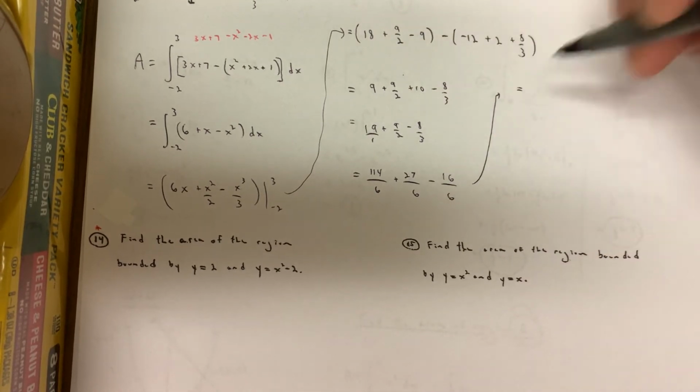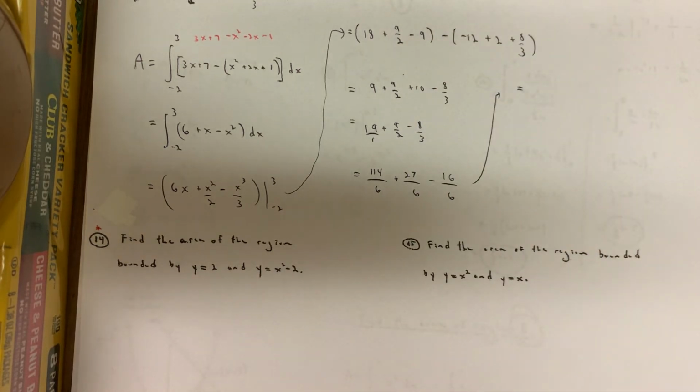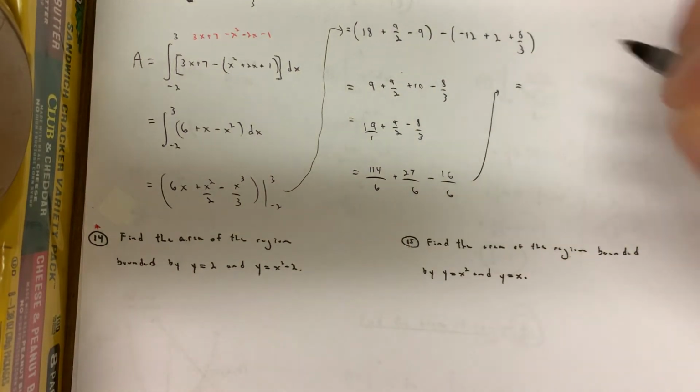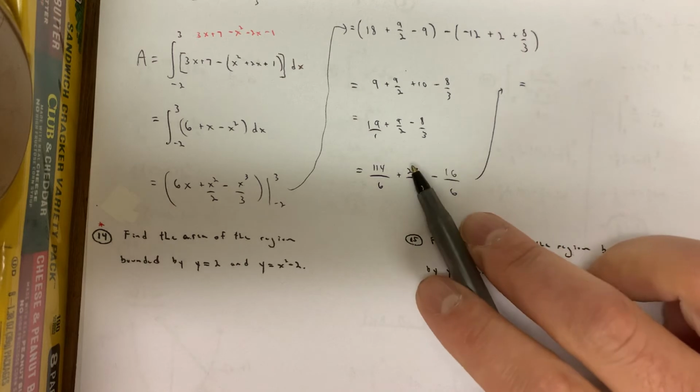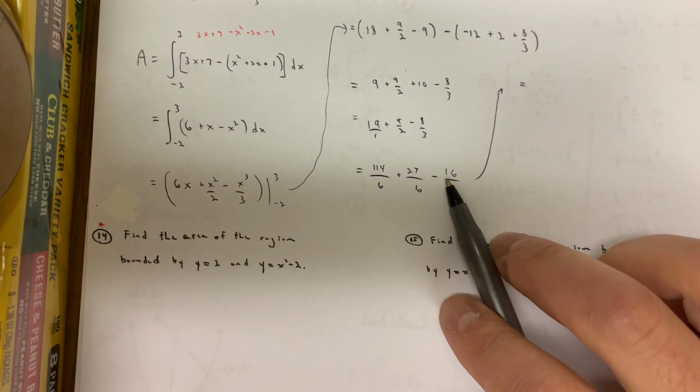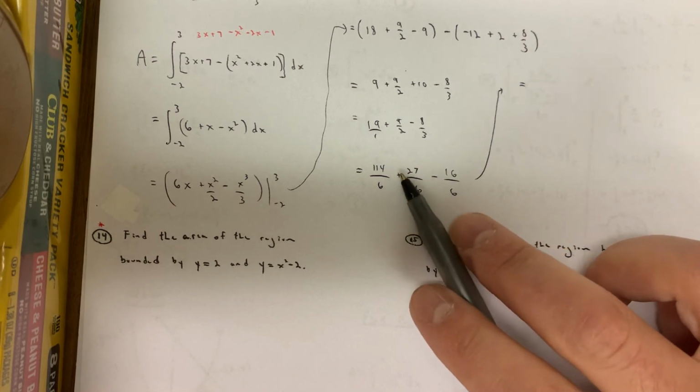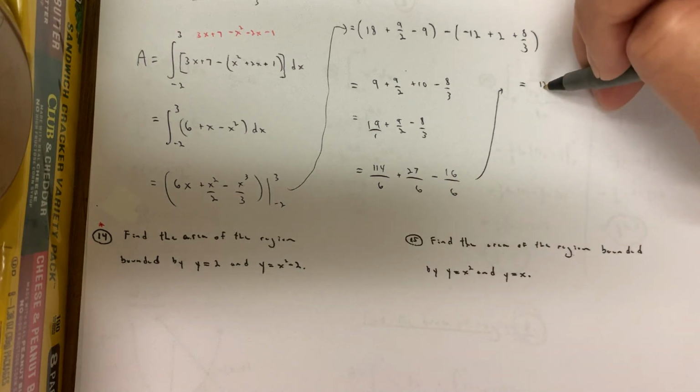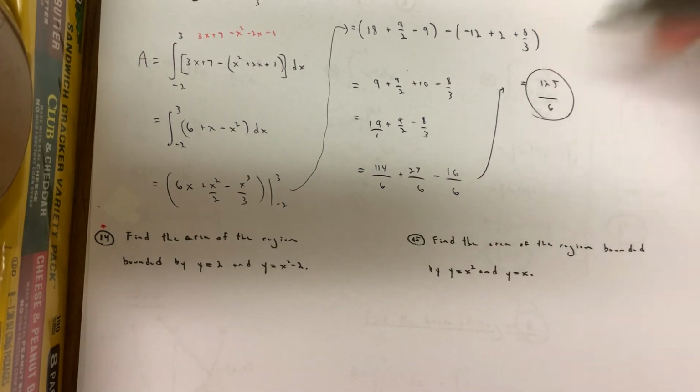Whenever I get an answer with a denominator of 6, I always end up developing a lisp. 27 minus 16, was that 11? 114 plus 11, that's 125 divided by 6. There's my answer.